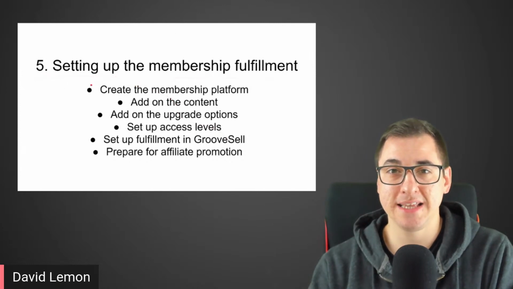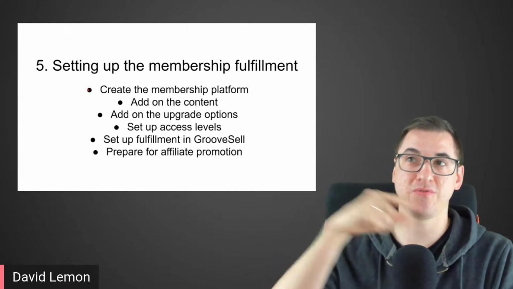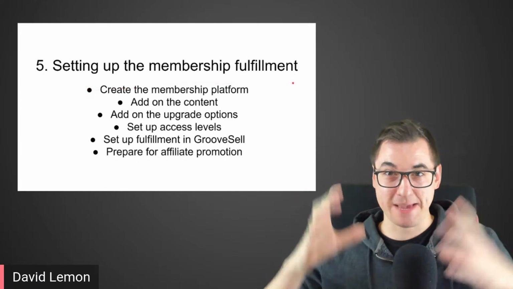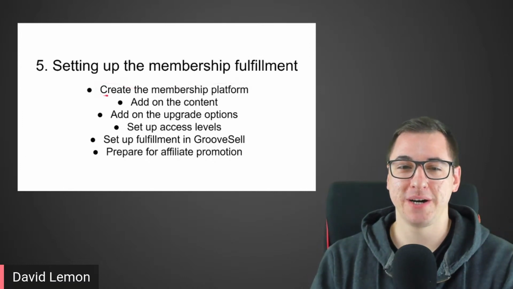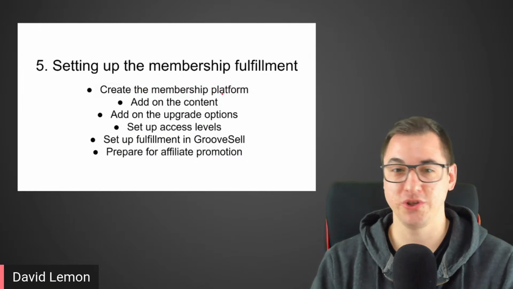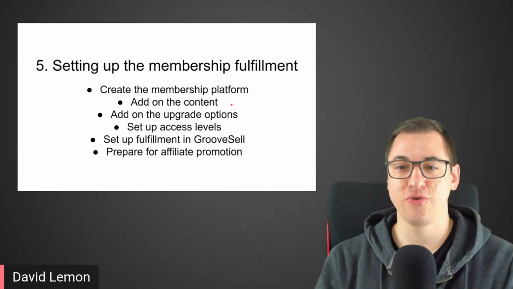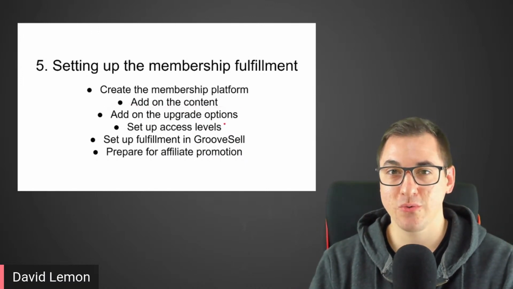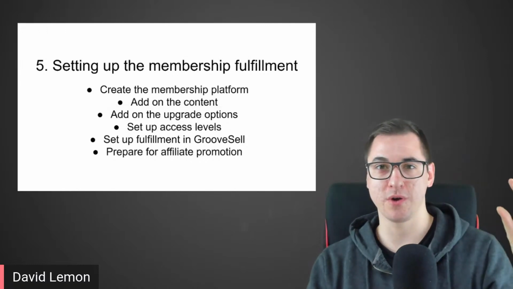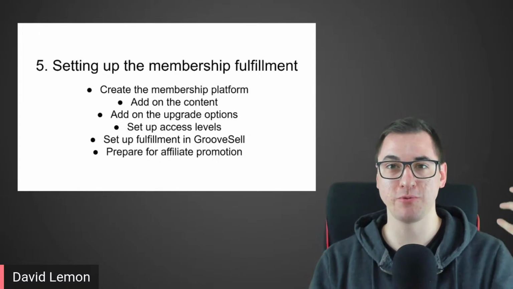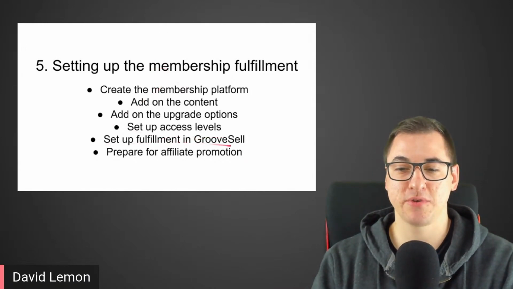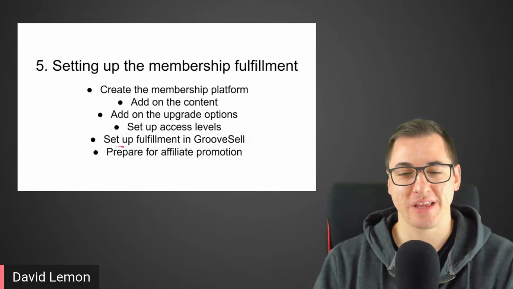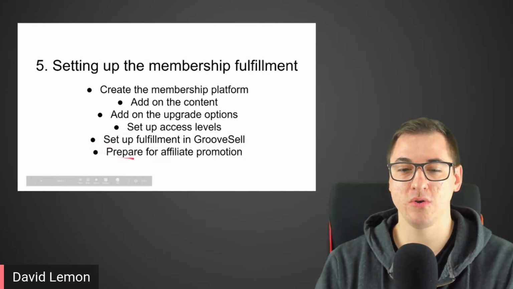Setting up the membership fulfillment, I did a video on that one on Friday. Today is Monday, so 3 days ago there was a video. It's a separate video that shows this exact process that we are going to go through together. But the flow is: create a membership platform, which is easy with GrooveMember; add the content, which is again easy with GrooveMember; add the upgrade options, which is a little post with buttons where people can click and see that there is an upgrade option, so they can upgrade from the membership itself. We'll also set up access levels, and set up the fulfillment in GrooveSell. This step we didn't do in the membership training, I believe. We need to actually set up the fulfillment in GrooveSell, and then we also prepare for affiliate promotion.